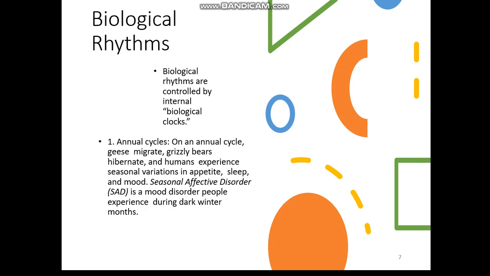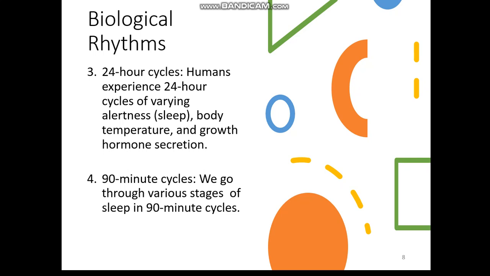Annual cycle. On an annual cycle, geese migrate, grizzly bears hibernate, and humans experience seasonal variations in appetite, sleep, and mood. Seasonal affective disorder, SAD, is a mood disorder people experience during dark winter months. 24-hour cycle. Humans experience a 24-hour cycle of varying alertness, sleep, body temperature, and growth hormone secretion. 90-minute cycle. We go through various stages of sleep in a 90-minute cycle.